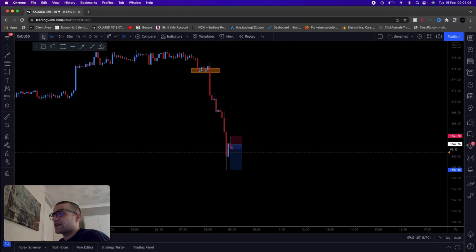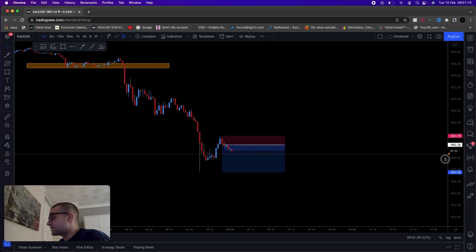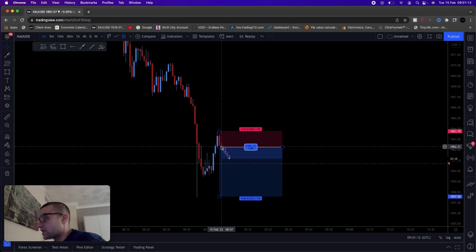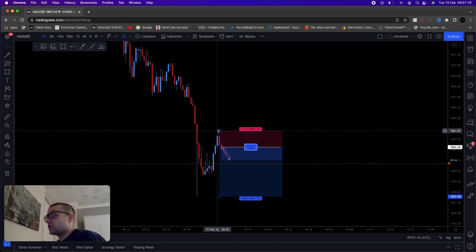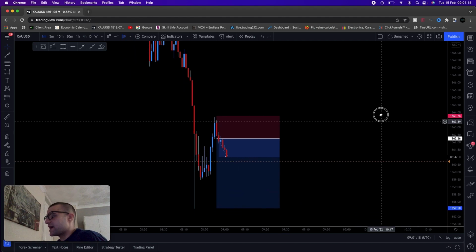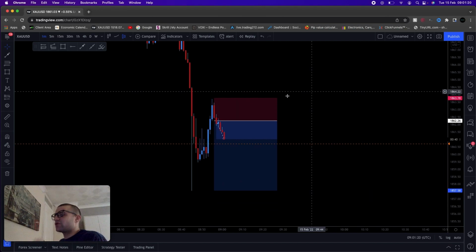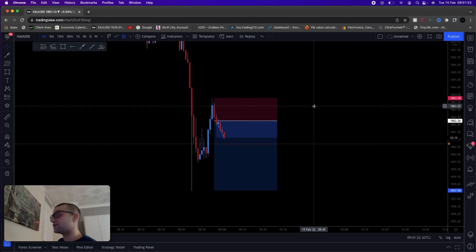So then I scaled down to the 1 minute, found a breaker structure on this low, where you just see me put this now, and I put the stop loss above the high. Doing that just protects myself. So if it does come past this high, I do not want to be in the trade. It's likely that price is going to reverse in the opposite direction.